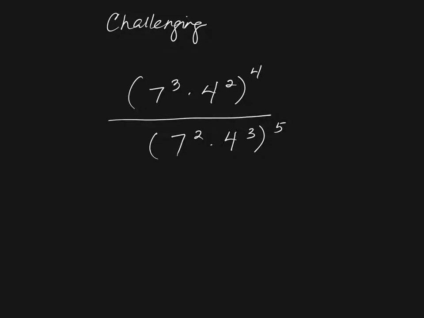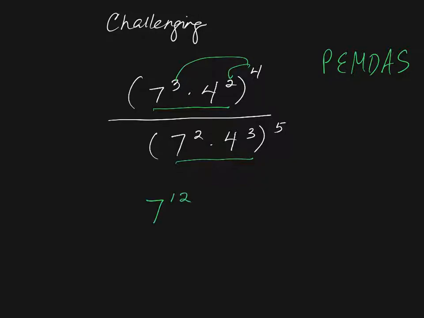So in this problem, you actually have a combination of a bunch of operations that you need to do. You can do them in lots of different orders, but let's stick to the order of operations and do what's in the parentheses first, right? And then the exponents. We can't combine the 7 and the 4 because they don't have the same base. So let's do the exponent. So the numerator becomes 7 to the 12th times 4 to the 8th because we're multiplying, right? You're raising it to a power. In the denominator, we're getting 7 to the 10th times 4 to the 15th.